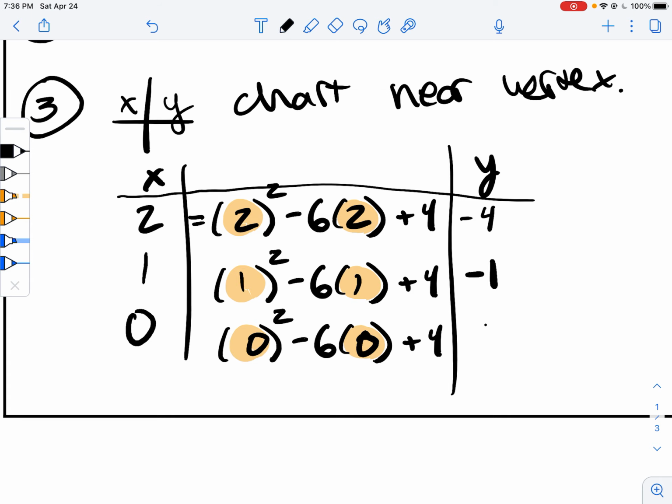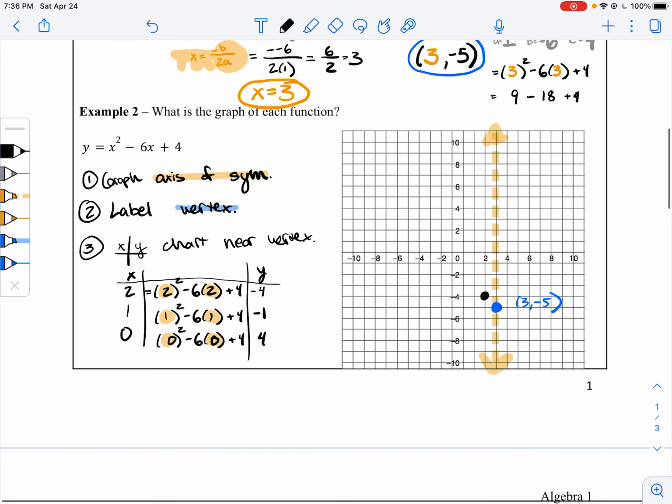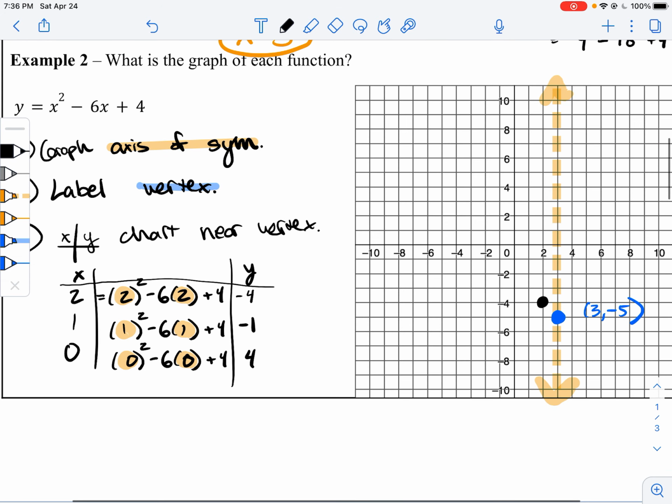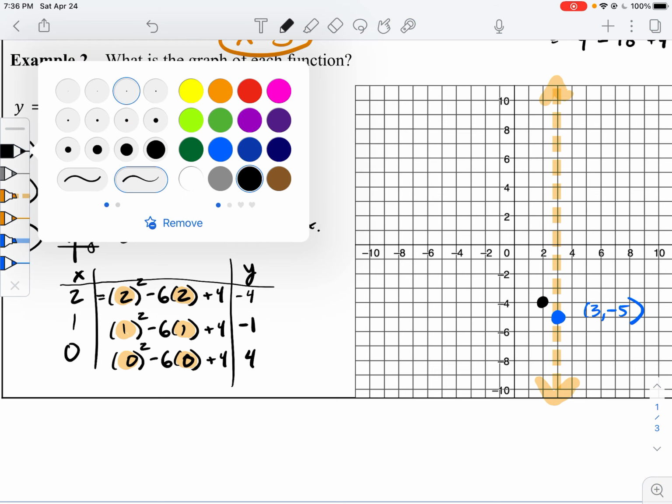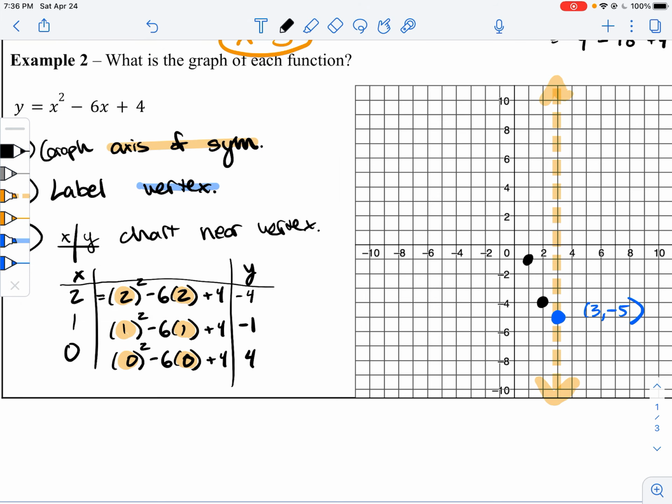This is 4. Don't worry, guys. I can do that. If you find an error, point it out. I'll give you extra credit. Okay, so we go over 2, down 4, over 1, down 1, over 0, up 4. Yay, we have half a parabola.